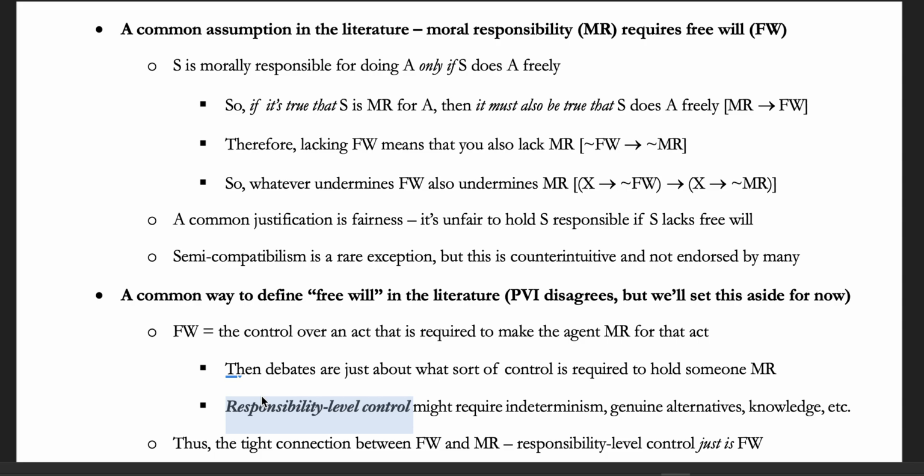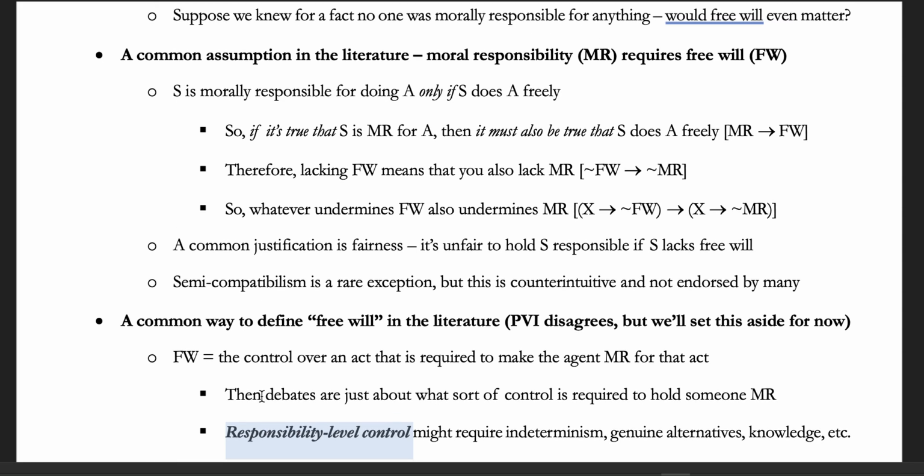And so you can see that now, if you think about free will in this way, as just responsibility-level control, determinism might not really matter. You might not think determinism has to be false in order to be responsible. You might not think you need alternatives or anything like that. And we'll get to this in just a second. But the point here is that Peter Van Inwagen thinks, well, that's just not really free will.